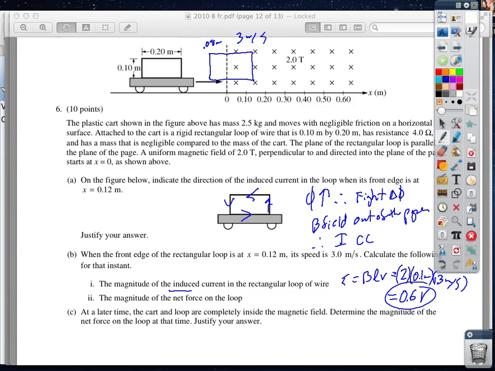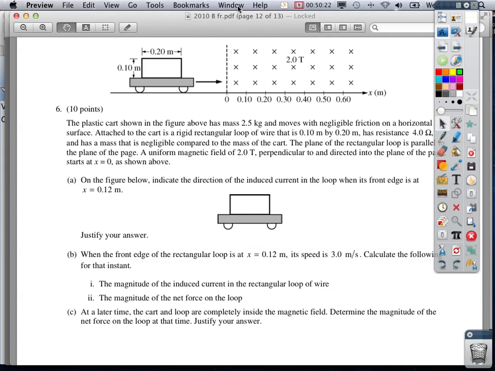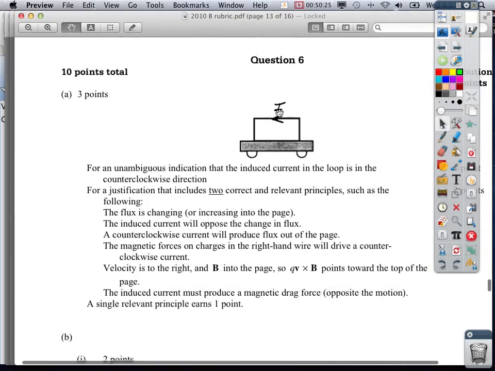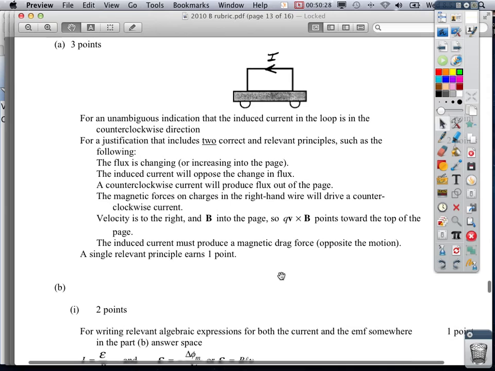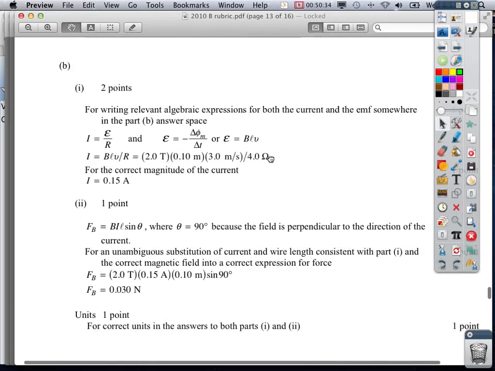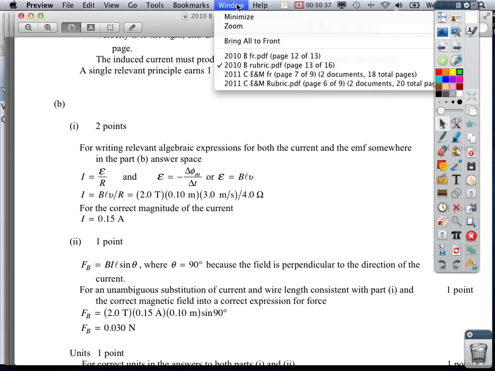Oh, yeah, they asked for current, thank you. We got 0.6 volts, and now I have to say I is EMF over R. So I'm going to get 0.6, and the resistance was 4. So I get 0.6 over 4, 0.15 amps. Hopefully we were right. Yeah, there you go, counterclockwise. So we got a 0.15, excellent.